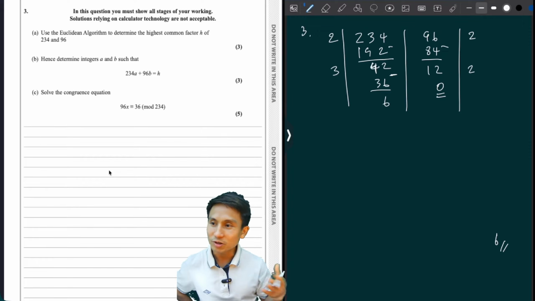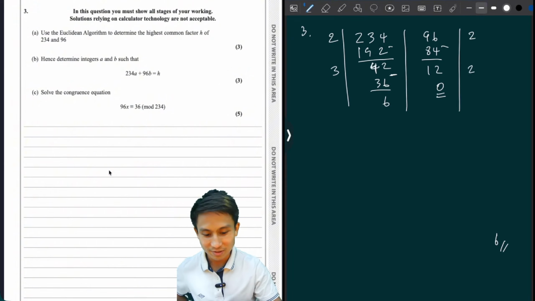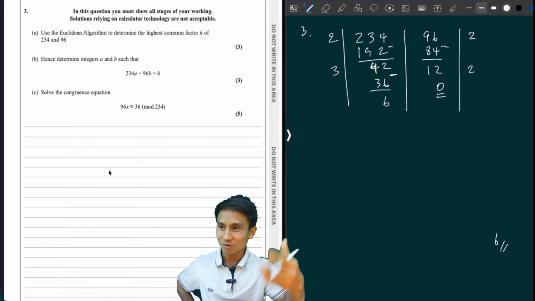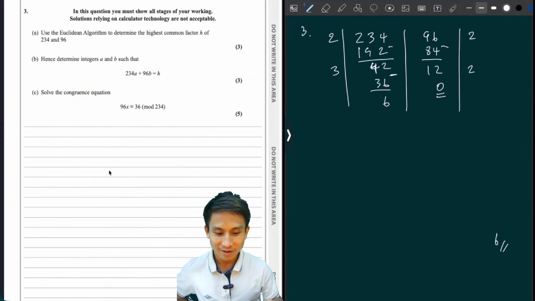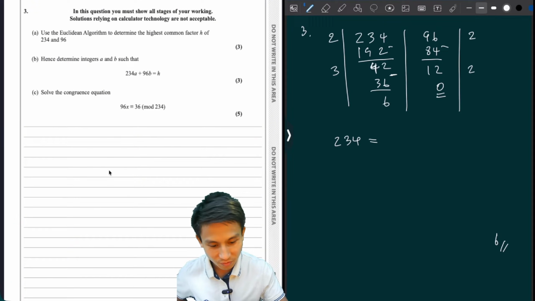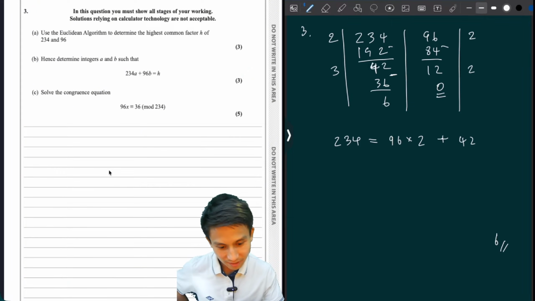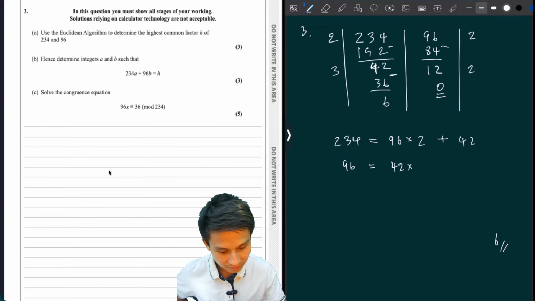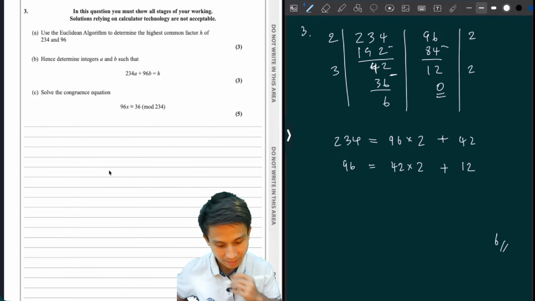Now, I'm not sure if this is okay, but you need to write it, so you're going to have to write. So if we wind back, if we reverse engineer all this column thing that I do, it's just 234 equals, what was that? 96 times, this is the first one, right? Times 2, and the remainder is 42, yeah? And then we're going to use 42 to divide 96. So 96 equals 42 times 2 plus 12, like that, yeah?